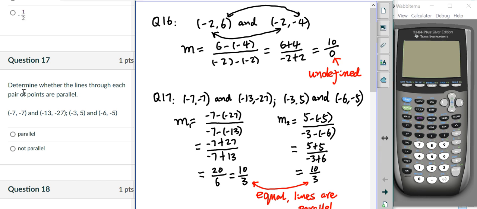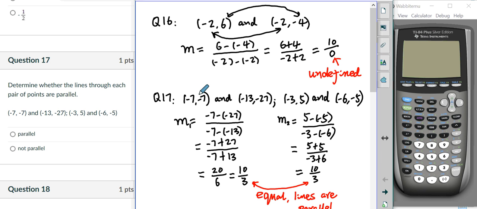Now let's look at the second question. We want to determine whether the lines through each pair of points are parallel. Two lines are parallel if the slopes are equal. We have the first pair, which is (-7, -7) and (-13, -27). And then the second pair is (-3, 5) and (-6, -5). So we calculate the slope.